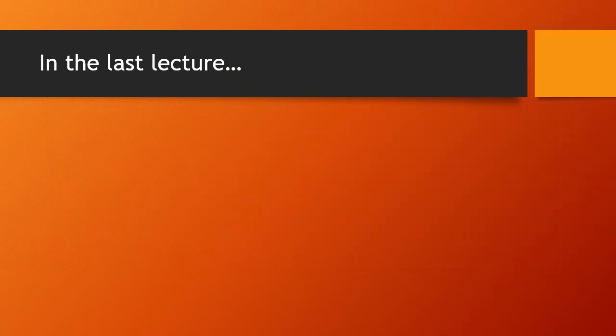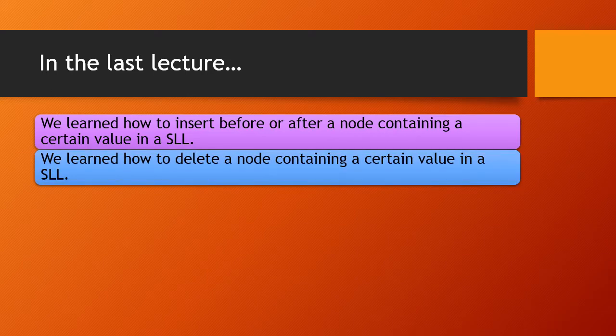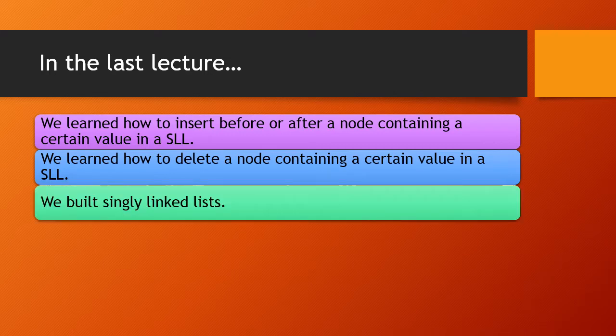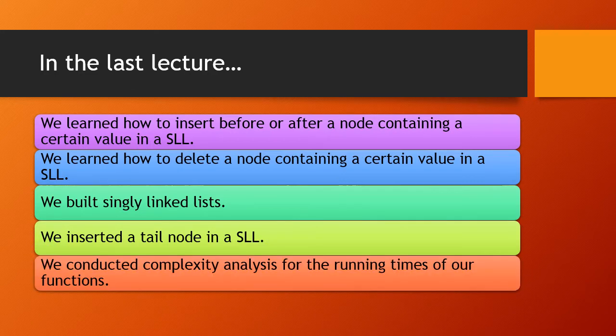In the last lecture, we learned how to insert before or after a node containing a certain value in a singly linked list. We learned how to delete a node containing a certain value in a singly linked list. We built singly linked lists. We inserted a tail node in a singly linked list. And we conducted complexity analysis for the running times of our functions.